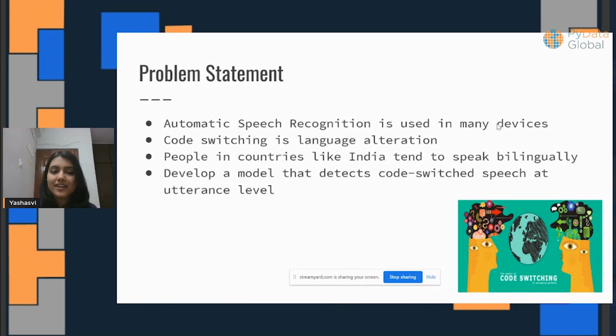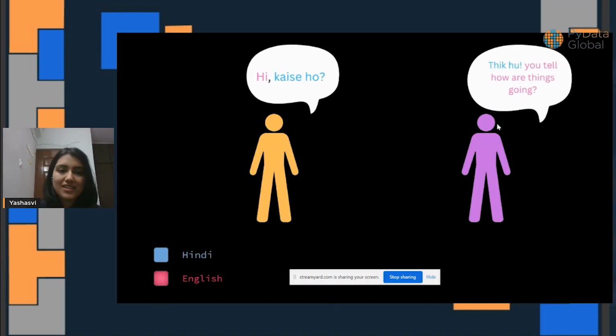And in countries like India, wherein people tend to know at least two languages, they often code switch while they are conversing. So here's an example. The words marked in blue are Hindi, and the words marked in pink are English. As you can see, the first person says, "Hi, kaise ho?" Now, "kaise ho" is a Hindi phrase for asking, "How are you?" And the other person replies, "Theek hu," that is, fine. You tell how things are going. So both the people tend to go back and forth between two languages, and that's exactly the code switching that is happening.